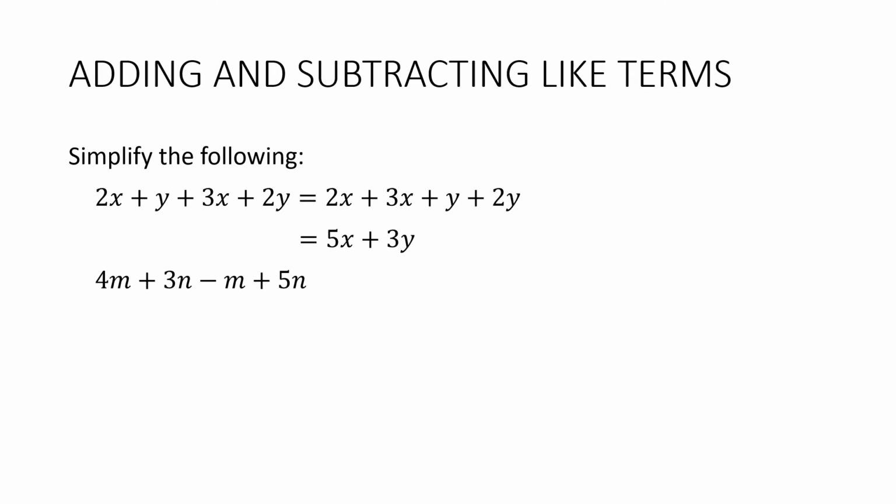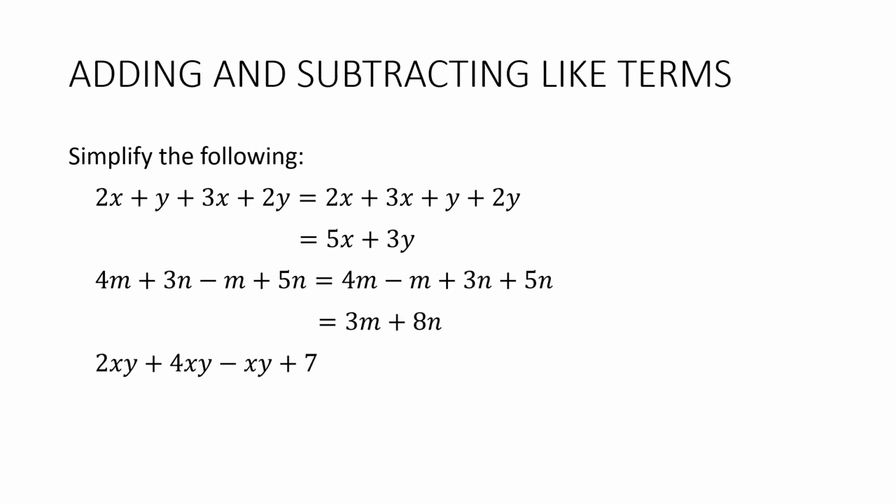How about this one? 4m plus 3n, take away 1m plus 5n. Again, we can rearrange it providing we take the sign with the term. So this is a negative m. So if we rearrange it, we've got 4m, take away 1m plus 3n plus 5n. What have we got? 3m plus 8n.